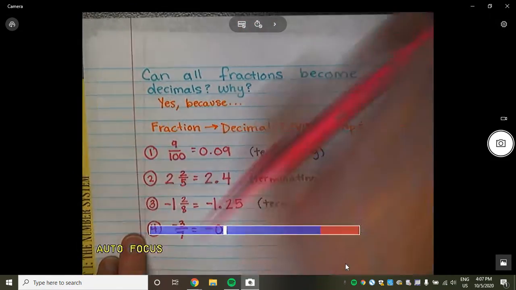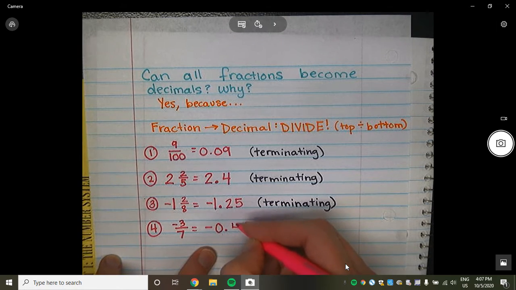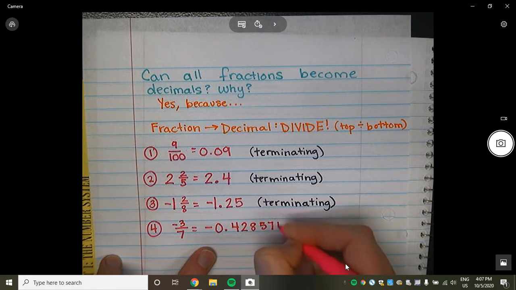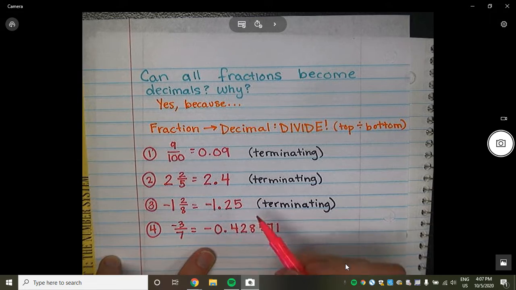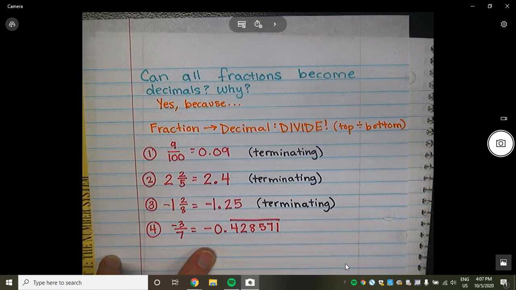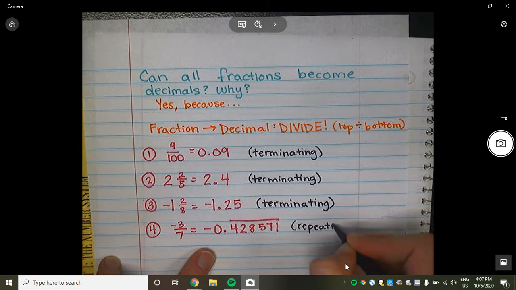Repeating decimal. So where we see that repeating is we have 4, 2, 8, 5, 7, 1. So all of these numbers are going to repeat over and over again, if there was infinite room on my calculator. So we draw a line over them, and we'll say that those are repeating.